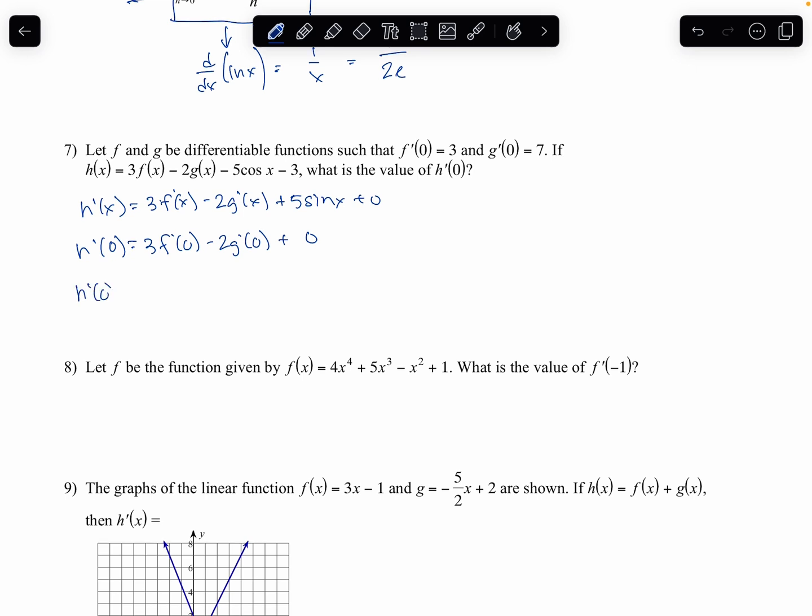So h prime of 0 is going to be 3 times f prime of 0, which is 3, minus 2g prime of 0, which is 7. This is going to be 9 minus 14, which is equal to negative 5.